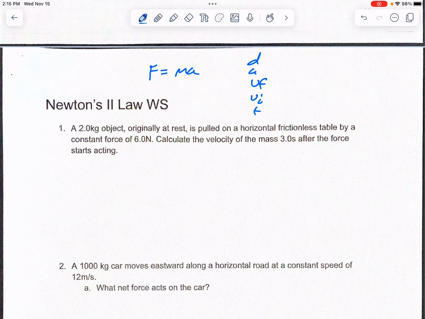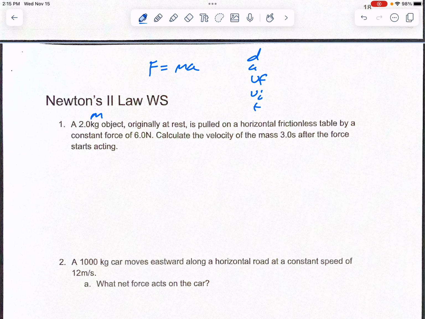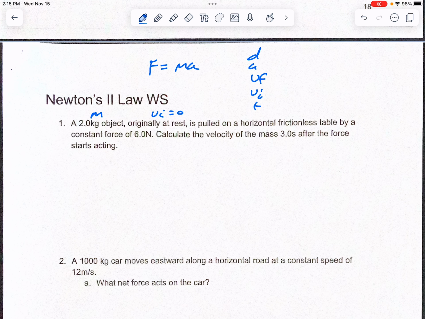So that's what we're going to do. A 2 kilogram object, so there's your mass. Originally at rest, so that means your VI is going to be 0. You have to watch out for terms like that. It is pulled on a horizontal frictionless table by a constant force of 6 newtons, so there's your force. It says calculate the velocity. Since I already know VI is 0, we're looking for VF of the mass, 3 seconds after the force starts acting. So there's your time. There's a lot going on here, but we are looking for VF.